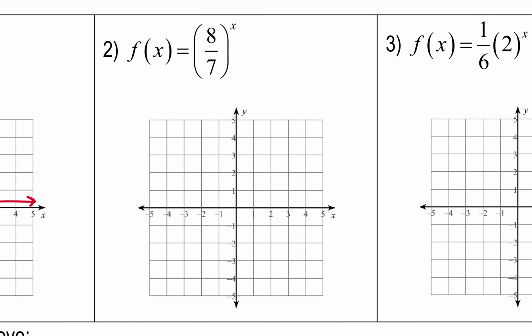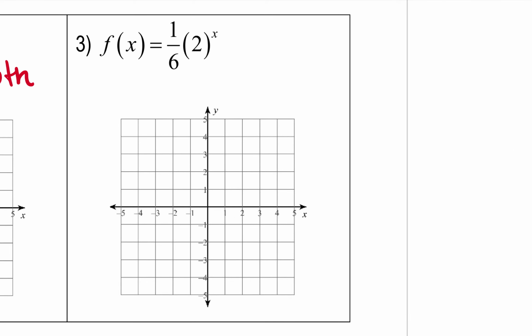Alright, look at 2. I only have one number, so this will be easier. This number right here, 8 over 7, is greater than 1, so this would be growth. And it's positive, so I'm going away from the x-axis. I'm going above because it's positive. Okay, that's all we're doing.